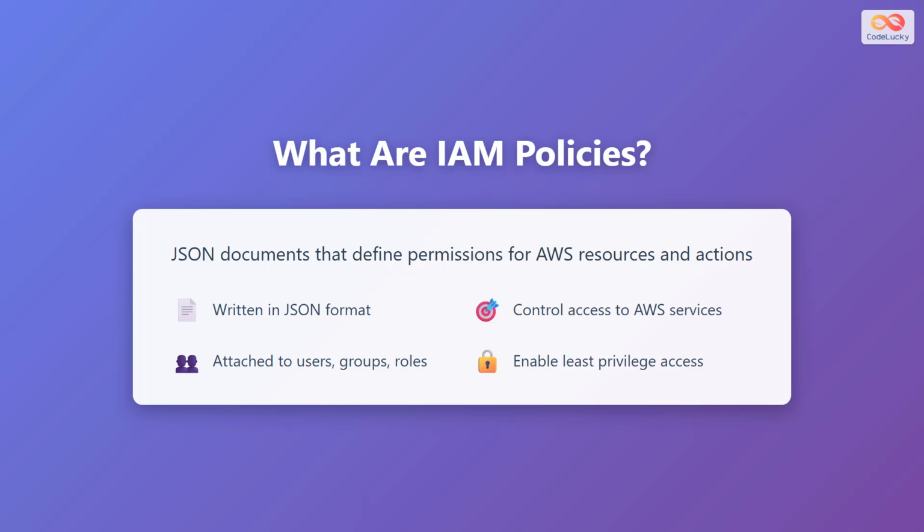IAM policies are JSON documents that define permissions for AWS resources and actions. These policies are written in JSON format, which is a standard data interchange format that's easy to read and write. Policies control access to AWS services by specifying what actions are allowed or denied on specific resources. They can be attached to users, groups, or roles, making them flexible and reusable. Most importantly, IAM policies enable the principle of least privilege access, meaning you grant only the permissions necessary for users to perform their tasks, nothing more.